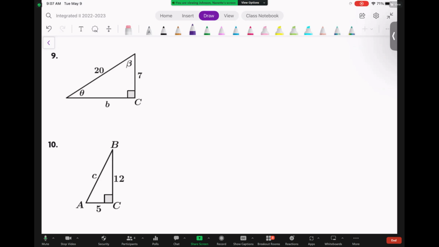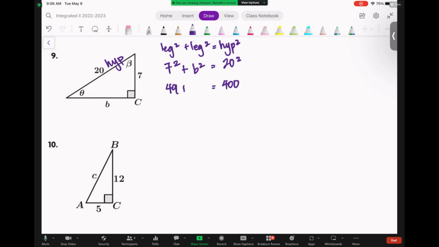So to start the Pythagorean theorem, I'm going to go leg squared plus leg squared equals hypotenuse squared. And if you're wondering why I do that instead of a squared plus b squared equals c squared, it's because I've seen so many students just put whichever side they're missing in for c, and that's not correct. So I'm being a little bit more proactive here. So 7 is a leg, 20 is the hypotenuse. So 20 has to go in the hypotenuse spot. And then I'm just going to solve this. So this is 400 equals 49 plus b squared. So b squared equals, what is that, 351?